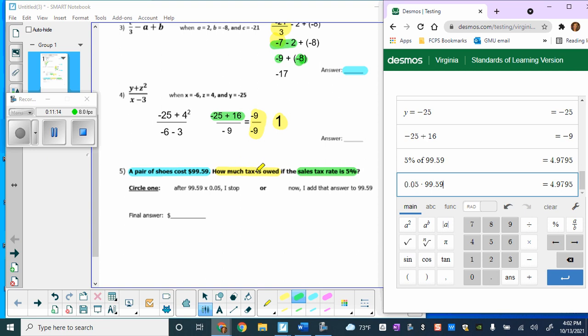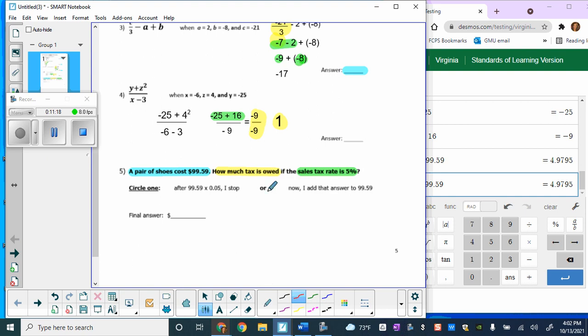So if it asks how much tax is owed, we actually get to stop with our answer here. So after that, we stop. We do not need to add it in. If it had asked how much did you pay for the shoes, then you would circle this one and add it in. But we stopped, and so our final answer here is going to be $4.98. So once again, DESMOS can work in the consumer unit to find 5% of any number.